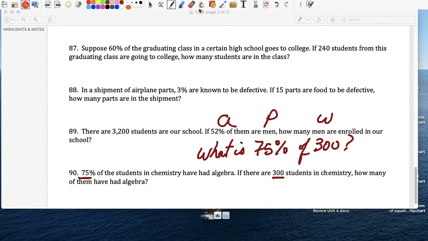Okay, so this is your A, this is your percent, and this is your whole. There are 300 students in total in the class. We want 75% of them. So 0.75 times 300 equals 225. So 225 students in the class have taken an algebra class. Okay. All right. That's it.